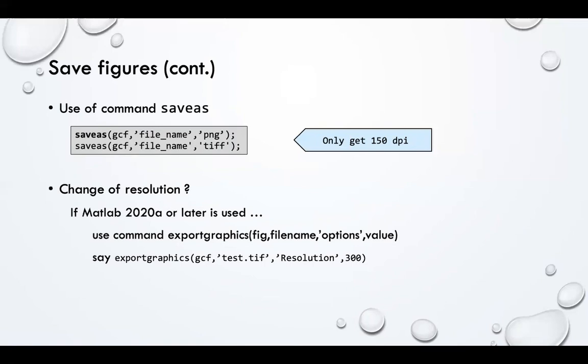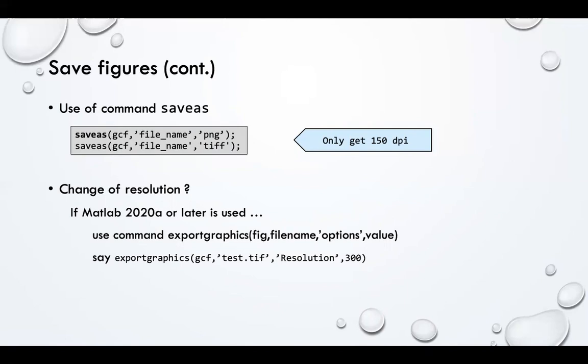I will explain later how I change the resolution. I want to specify it, especially for a publication, you probably need at least 300 dpi so people can exactly see the data you want to show in the paper. If you're using Matlab 2020 alpha version or later, I think now the beta is already released.